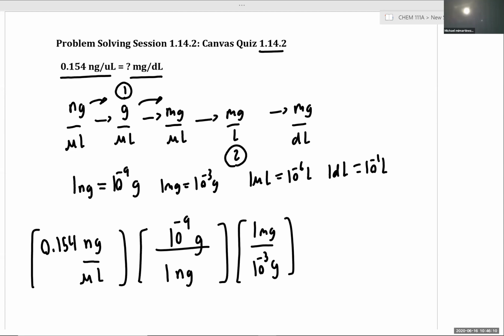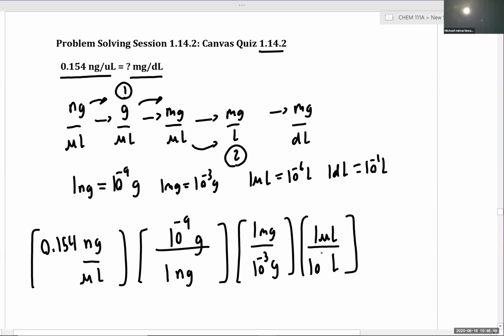Now, my next question arises when we're dealing with a unit conversion where our prefix unit is on the bottom. If we're going from 1 over microliters to 1 over liters, then what units need to be in our denominator in this case? Liters, yep. And we know that 1 microliter corresponds to 10 to the negative 6th liter. Okay. Finally, when we're going from liter to deciliter, deciliters need to be on the bottom. And we know that 1 deciliter corresponds to 10 to the negative first liters.